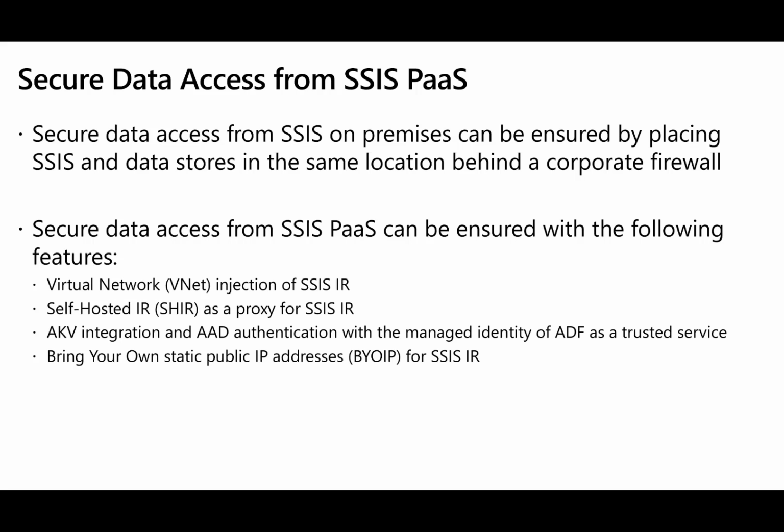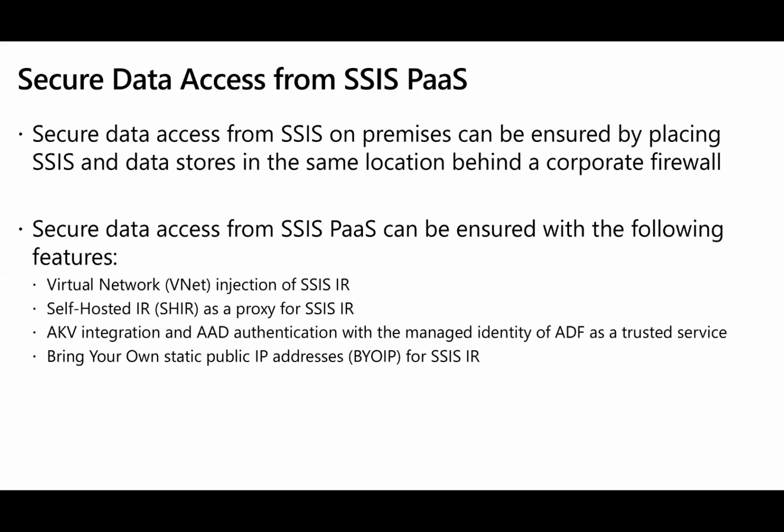One way of doing that is through virtual network injection, like I mentioned before. If your data store is isolated within a virtual network or configured with virtual network firewalls, you need to make sure that SSIS IR is also joining the same virtual network or VNet, so it can access the data.